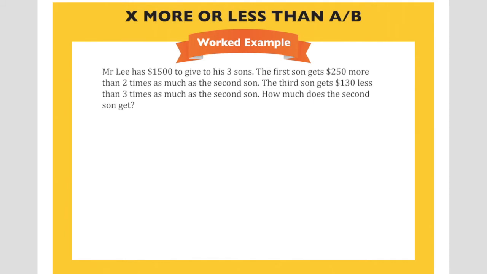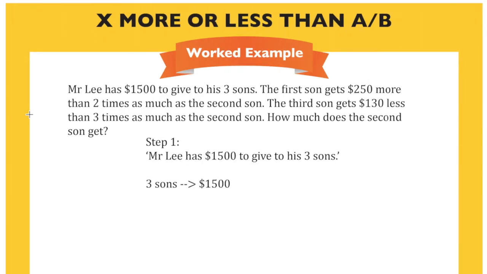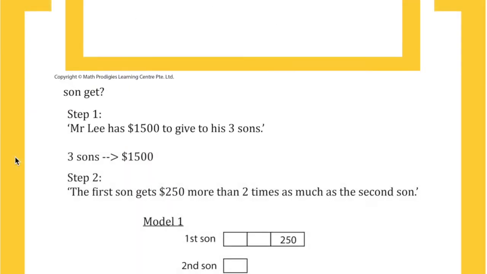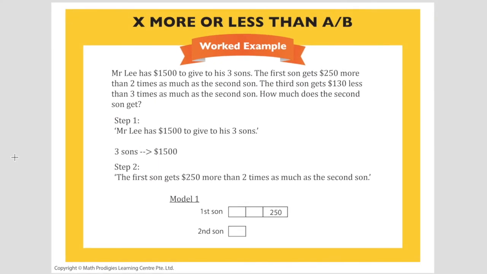Okay, let's go. So it says here, Mr. Lee has $1,500 to give to his 3 sons. Which means what? Which means that the 3 sons get a total of $1,500. We know that much, right? Okay. Now we go down. Mr.